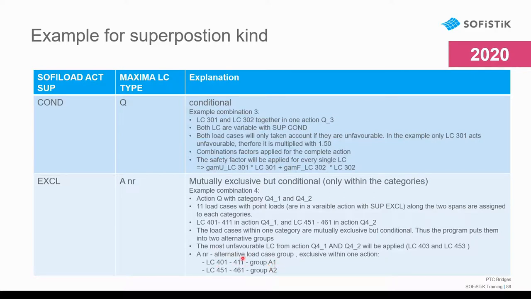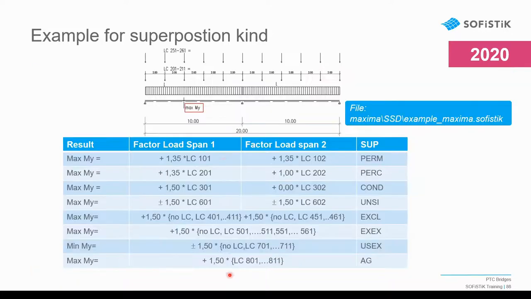And the software will take one of these 11 load cases to get the maximum MY bending moment at the cross section and multiply it with the gamma unfavorable safety factor. Similarly, the software will take one load case from group A2 and multiply it with the gamma unfavorable safety factor. So if we come back to this figure or diagram, of course the software will take load case 403 and 453 and multiply them with 1.5. Please also notice that if it gives the most unfavorable effect, the software can take no load case from the groups.